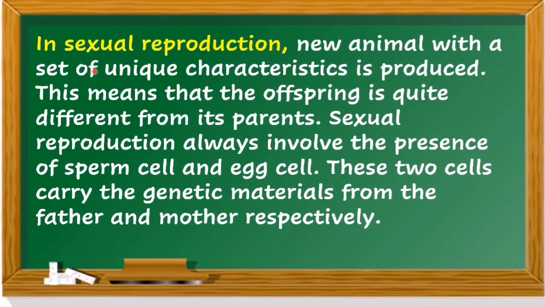In sexual reproduction, a new animal with a set of unique characteristics is produced. This means that the offspring is quite different from its parents. Sexual reproduction always involves the presence of a sperm cell and an egg cell. These two cells carry the genetic materials from the father and mother respectively.